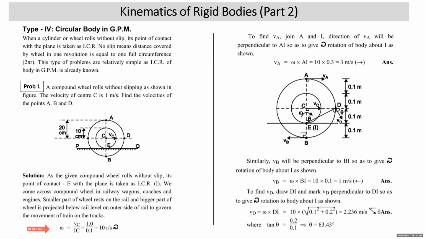You want the velocity of point B. B should be joined with ICR. Velocity of point B will be perpendicular to BI in such a way that it gives clockwise direction. That means its direction towards left is correct. VB is omega into BI. Omega is 10, BI is 0.1. So that is 1 meter per second towards left.